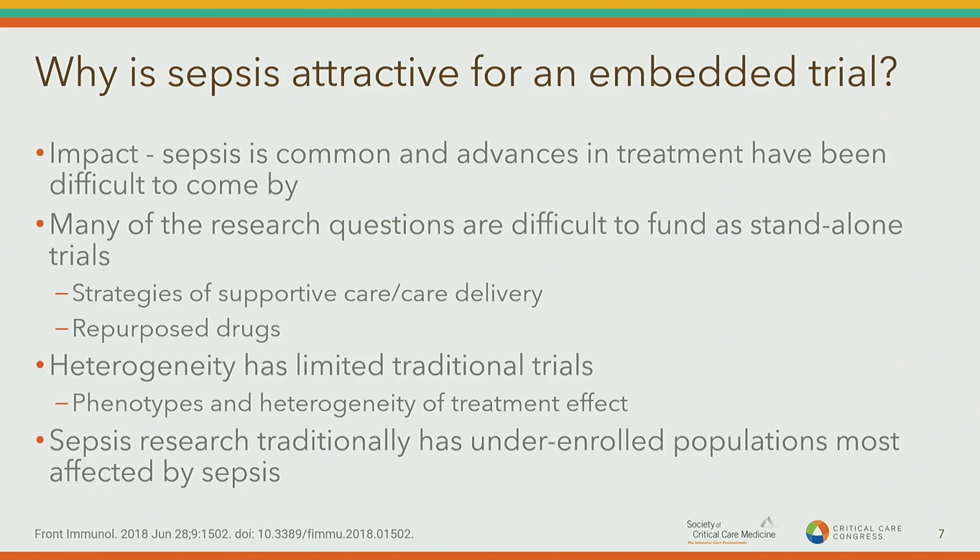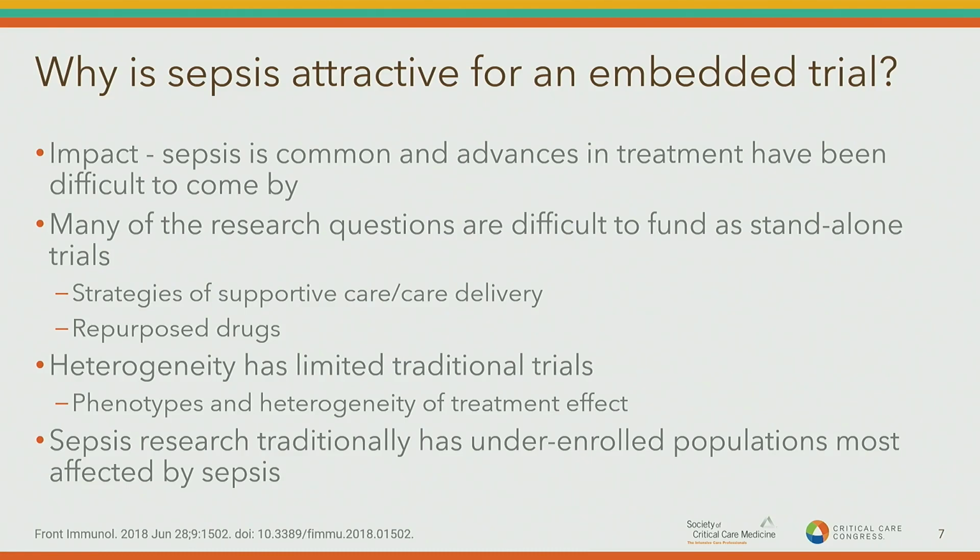But as we all know, sepsis is common. It's very deadly. It's extremely expensive. And for those of us who have been practicing critical care for the last 20-some years, we also know that advances in treatment have been exceptionally difficult to come by, particularly using our traditional clinical trials model of conducting a freestanding RCT of a single agent or intervention for patients with sepsis. And there are a lot of reasons and a lot of theories about why that might be.